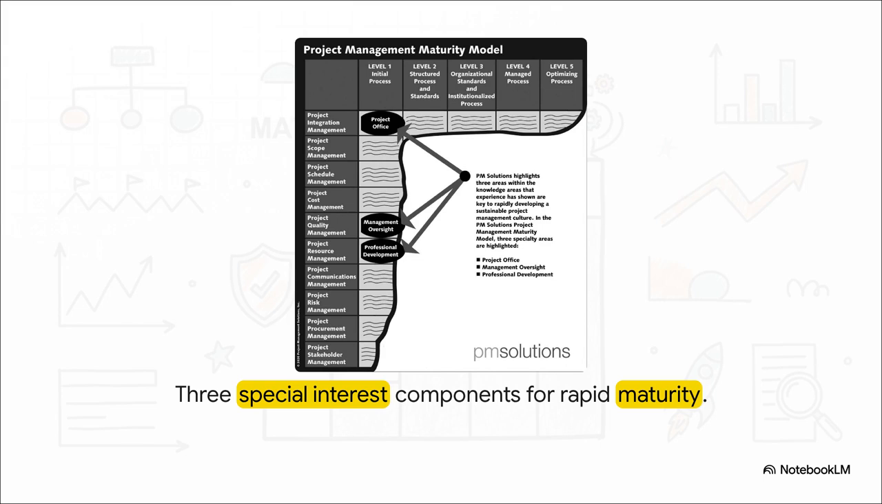But the model goes beyond just those basic knowledge areas. To rapidly mature, it heavily weighs 3 special interest components as absolutely crucial catalysts. Those are the project management office, management oversight, and professional development. Because frankly, experience shows that if executives aren't actively involved, or if you aren't continually upskilling your team, your processes are absolutely going to stagnate. These 3 components are basically the glue holding a sustainable culture together.